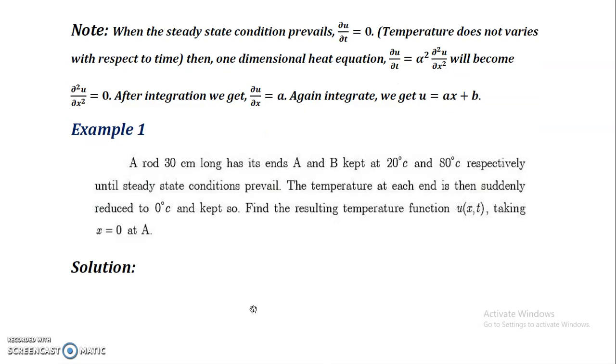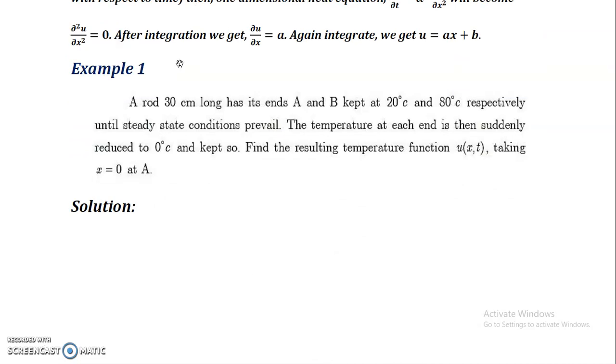Now the first example: a rod 30 cm long has its ends A and B kept at 20 degrees Celsius and 80 degrees Celsius respectively until steady state conditions prevail. The temperature at each end is suddenly reduced to 0 degrees Celsius and kept so. Find the resulting temperature function u(x, t), taking x equal to 0 at A.